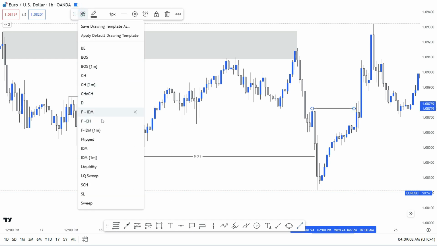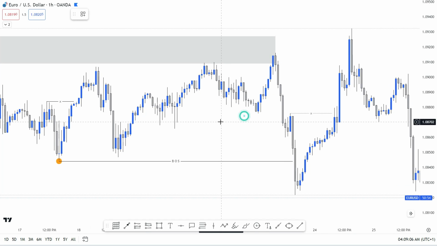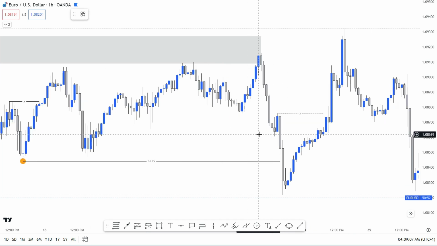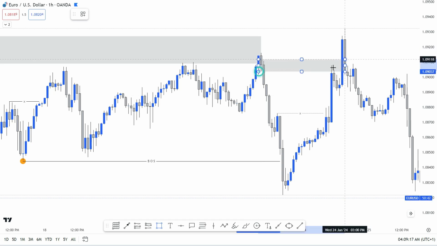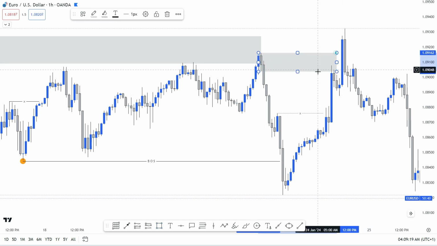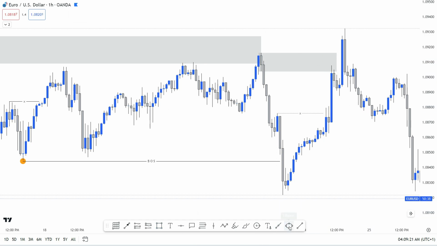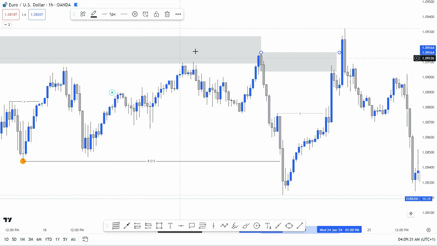Okay, now after the inducement, what else? We have to mark our unmitigated order block or order flow, right? So this is our unmitigated order block, but as you can see, it failed right here. So what we'll do is we mark this as our change of character. So we now have this as a change of character.